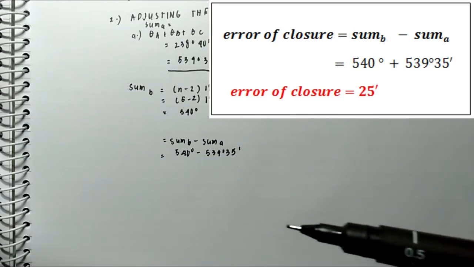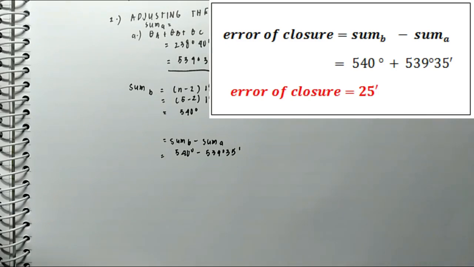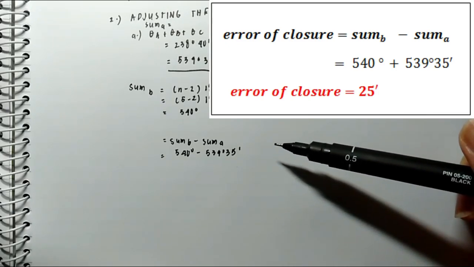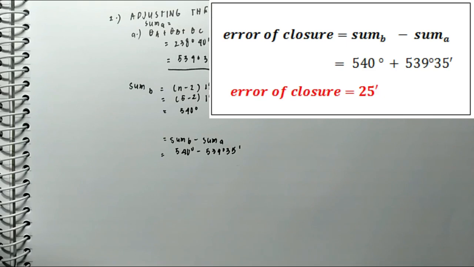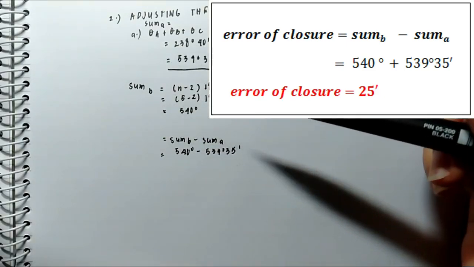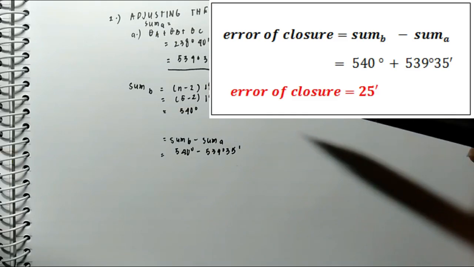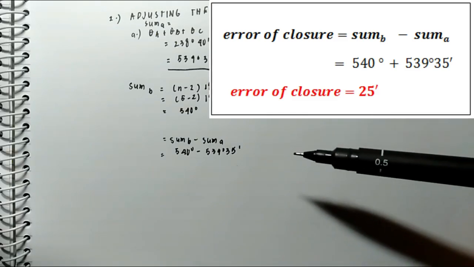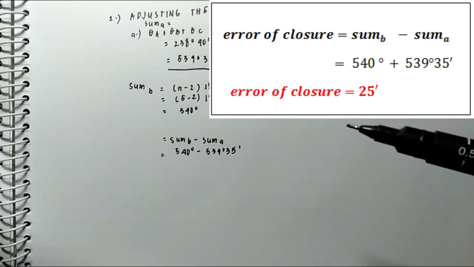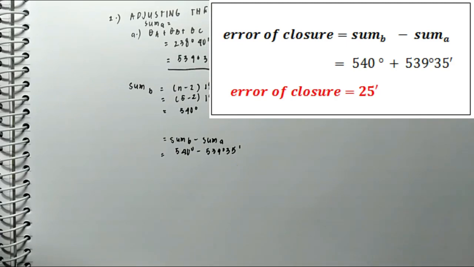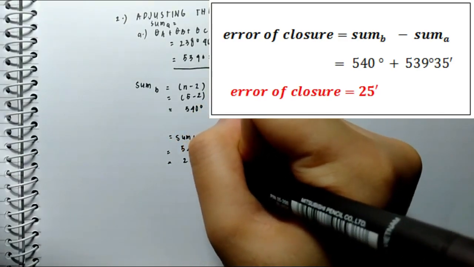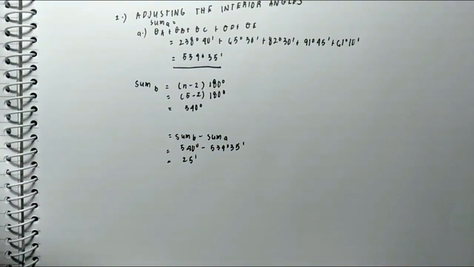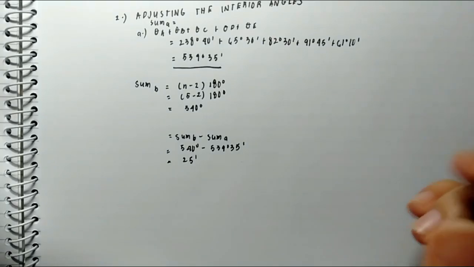So, para saan ba yung error of closure? So, doon natin malalaman, pagkakuha natin ito, i-divide natin siya ulit doon sa n, yung n kanina, which is yung 5, para makuha natin yung correction per interior angle. Kasi nga, diba, i-adjust natin siya. Doon natin malalaman kung ano na yung na-correct na interior angle. So, for that, ang answer ay 25 minutes. So, kunin na natin yung error of closure. So, ang gagawin lang natin dyan ay i-divide natin to by 5.